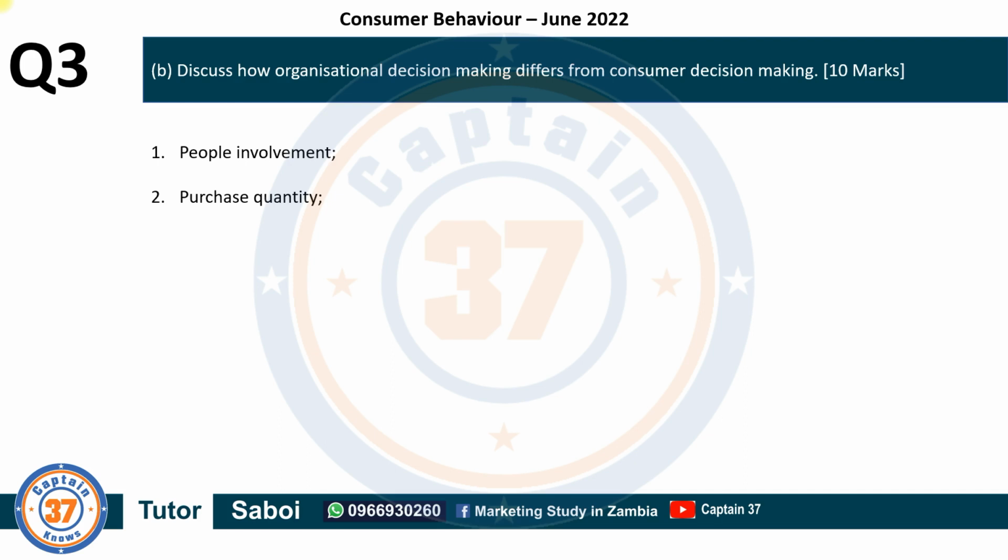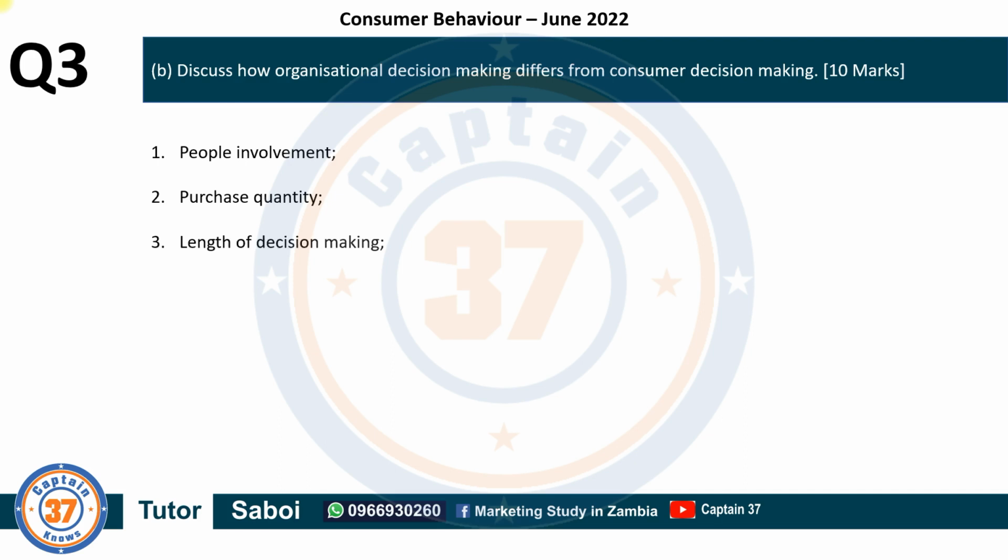So because we are purchasing in small quantities, that is one of the reasons why, going back to point number 1, there can be no involvement of other people. But when we talk about organizations, because we are buying in bulk and spending so much money, there's going to be more people involved. So one of the differences between organizational decision-making and consumer decision-making is on the quantities that are purchased.